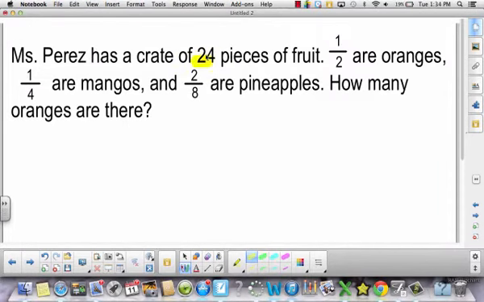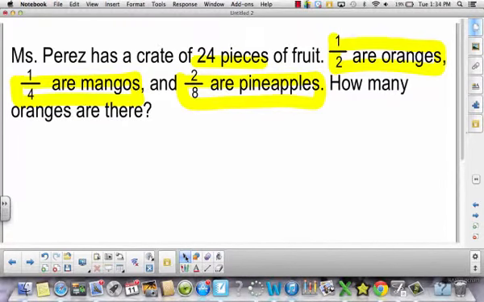So here I have 24 pieces of fruit. Half of them are oranges, 1/4 are mangoes, and 2/8 are pineapples. And right now the only question that I'm being asked is how many oranges are there? So I'm going to go ahead and ignore this information for right now and just focus on the oranges.